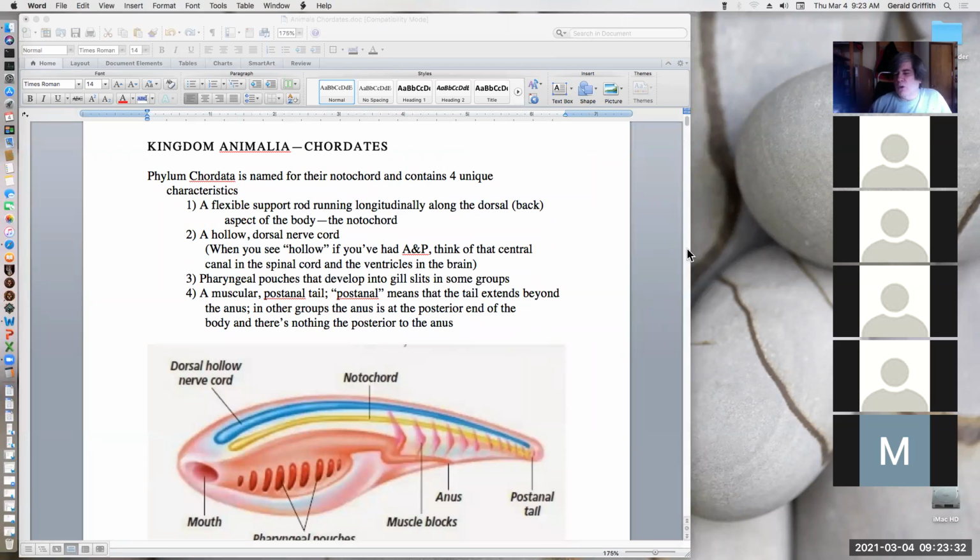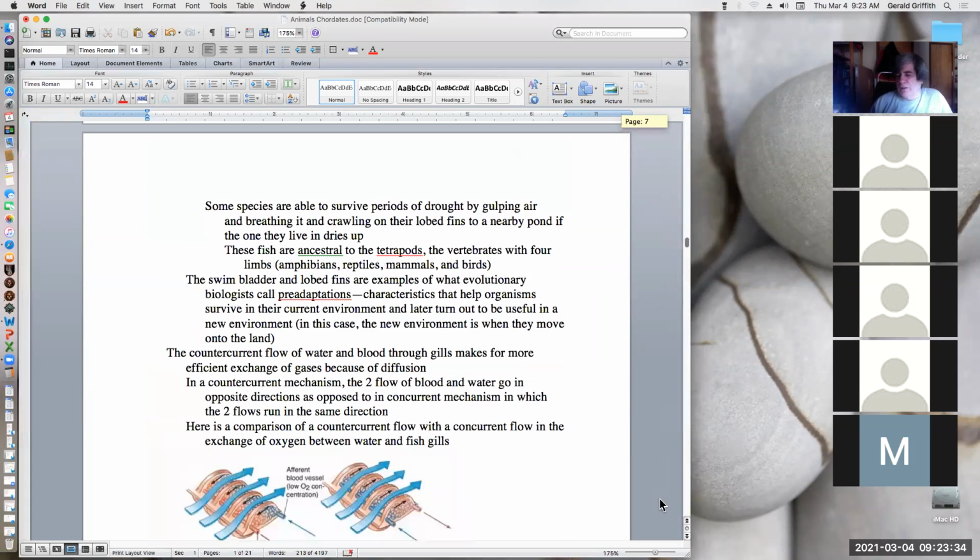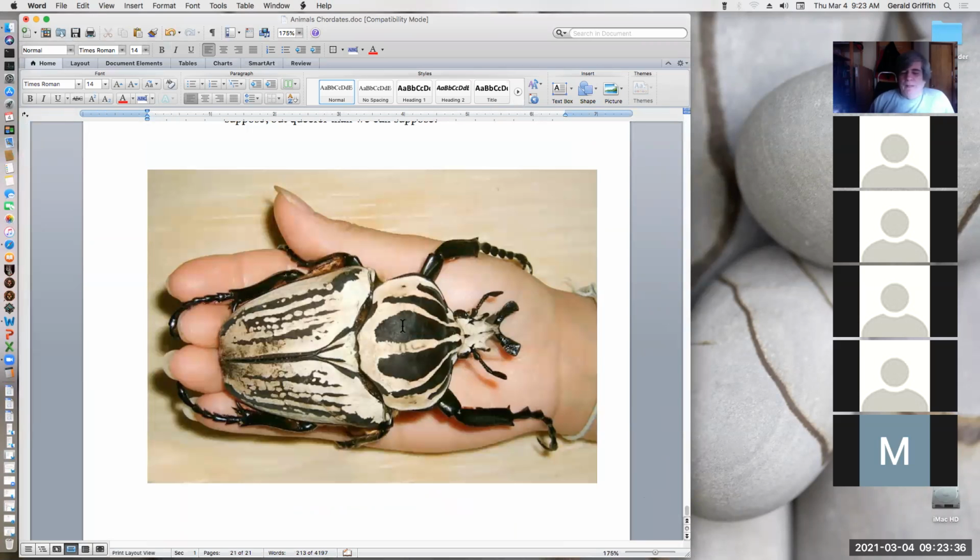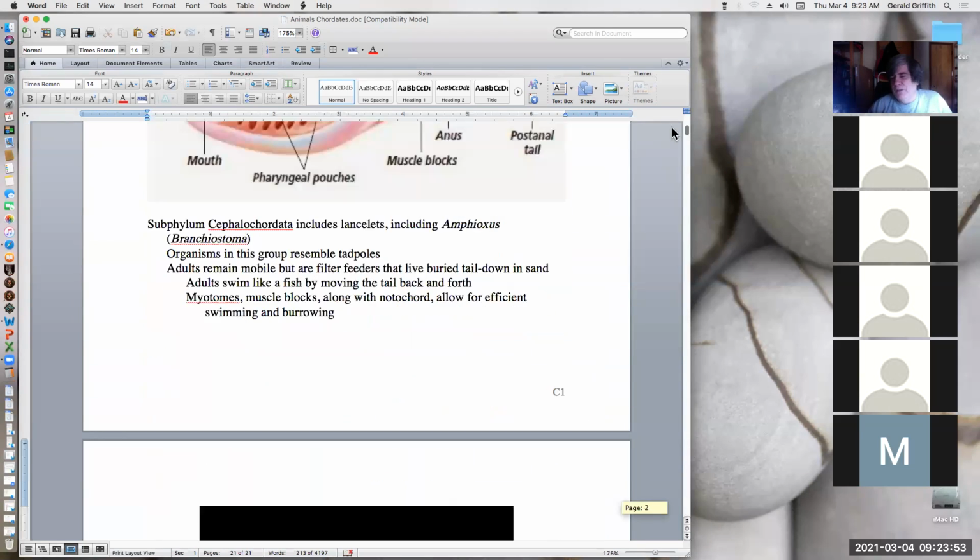Now, before we get to the chordates, I do want to come back to something that I talked about the other day. I said that I'd show you a picture of a Goliath beetle. So here's a picture of a Goliath beetle on somebody's hand to give you an idea of the scale. There are different types of Goliath beetles, but as you can see, these are pretty big insects. You wouldn't want to run into something like this in your basement.